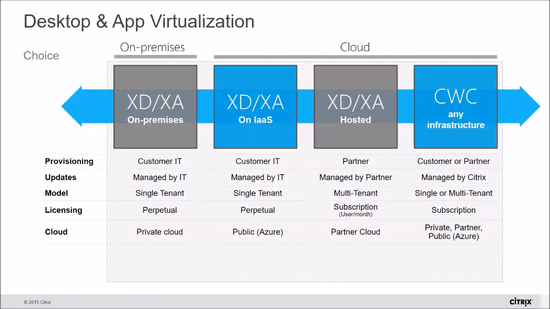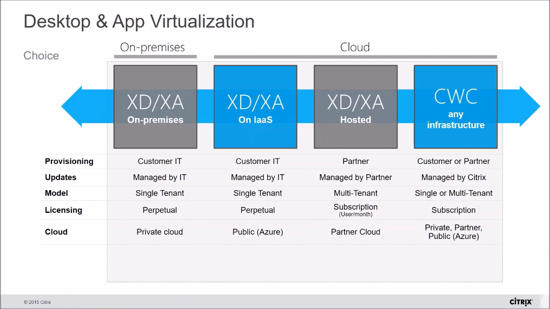Let's take a quick look at some of the licensing models that Citrix has available. If we move from left to right on this slide, the on-premise implementations traditionally use perpetual licensing. The customer managed the IT, and the updates were managed by IT as well. Typically single tenant scenarios, and it's very much a traditional private cloud type environment.